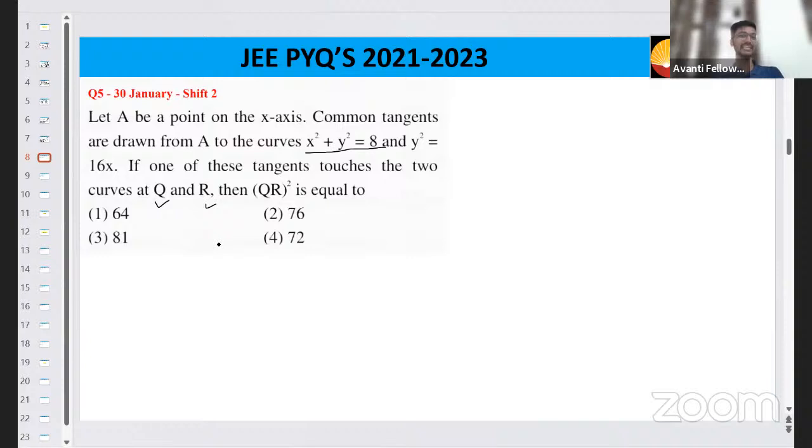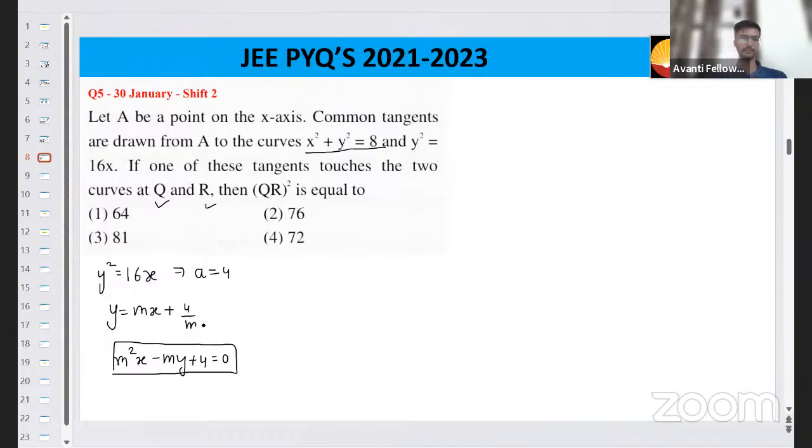Let us first find the equation of tangent. So the parabola is y square equals 16x. That means a is 4. So the equation of tangent is y equals mx plus a by m, so 4 by m. If we take LCM, we'll get m square x minus my plus 4 equals 0. This is the equation of tangent. I hope I didn't make a mistake.